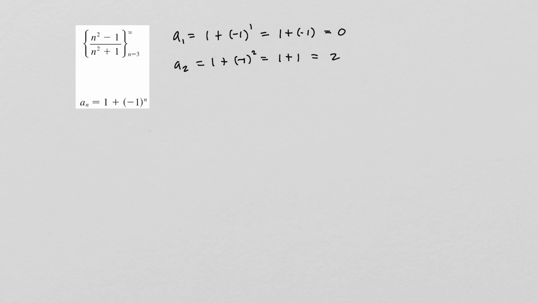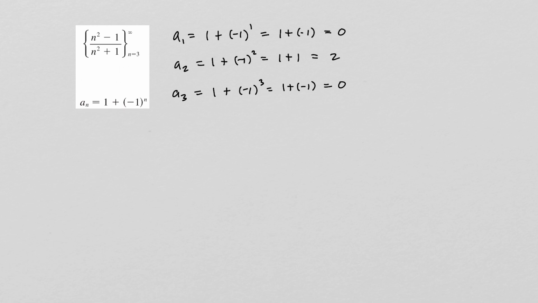And finally, our last sequence, an, is 1 plus negative 1 to the n, and now we're back to normal numbering. So the first term is a1. a1, of course, corresponds to plugging in n equals 1, and so this is going to be 1 plus negative 1 to the 1, which is 1 plus negative 1, or 0. The second term is 1 plus negative 1 squared, which is 1 plus 1, which is 2. The third term is 1 plus negative 1 to the third power, which is 1 plus negative 1 again, and that is going to be 0.